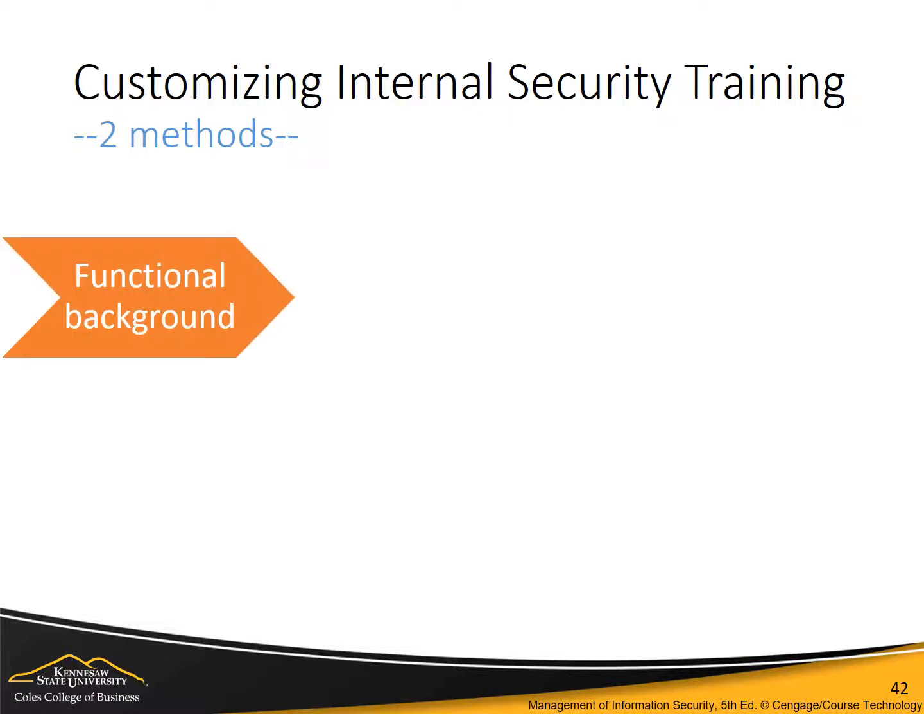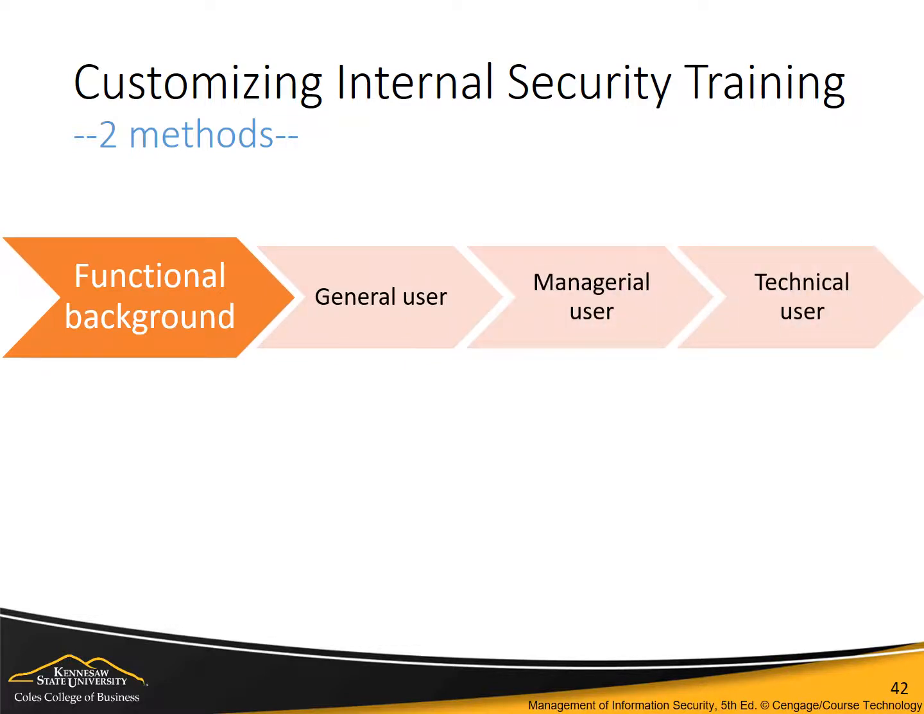The first method of developing customized SETA is by functional background. Here we classify users as general, managerial, or technical. General users may need access to standard software such as Adobe, Microsoft Office, Outlook, and Chrome. When they log into company resources, they may have only minimal access needed to complete their responsibilities.